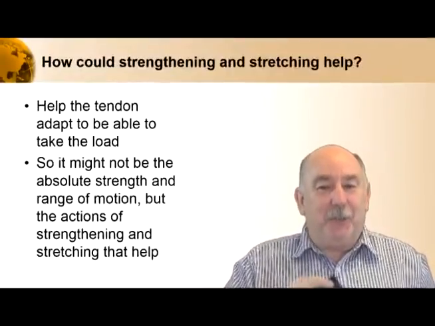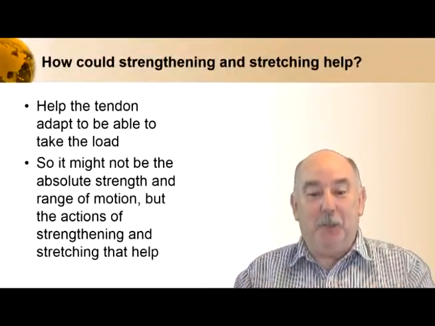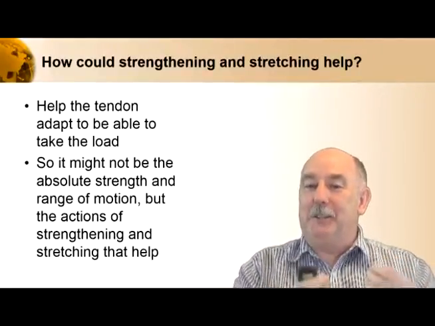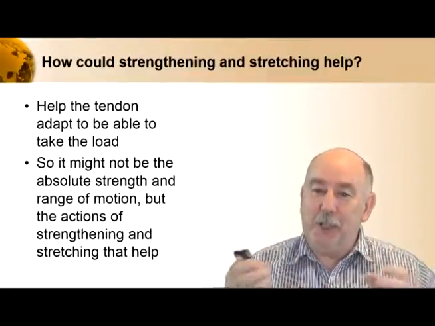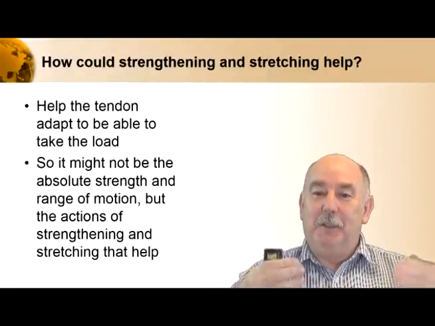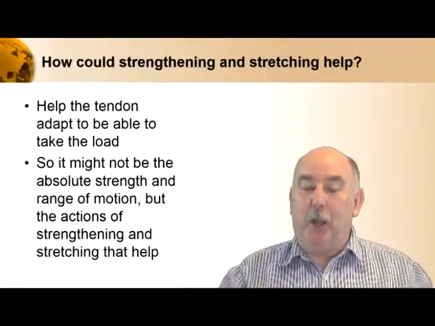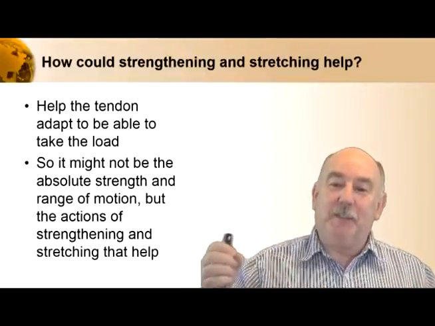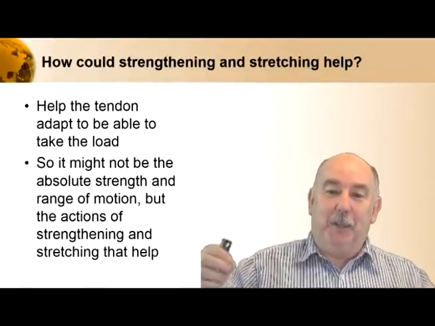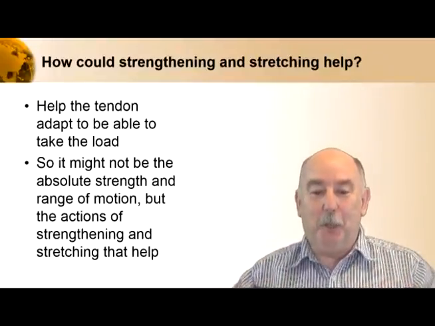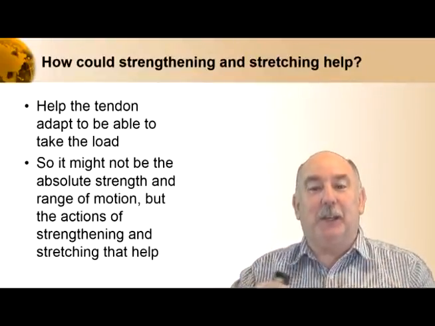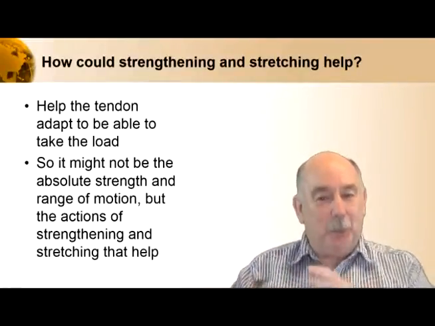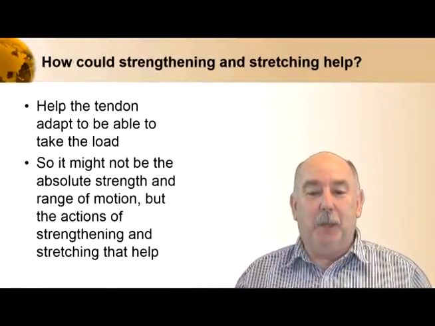Where I do think stretching and strengthening help in something like post-tib dysfunction is they help that process of the tendon adapting to the load. So the stretching and strengthening put a load through the tendon that helps it adapt to be able to tolerate the loads placed on it. So it's not the actual absolute strength of a muscle or the range of motion that the tendon allows at the joint that's important, but it's the actions of strengthening and stretching that probably help the tendon adapt. And hopefully you can see there's a subtle difference between that and what I was just talking about.